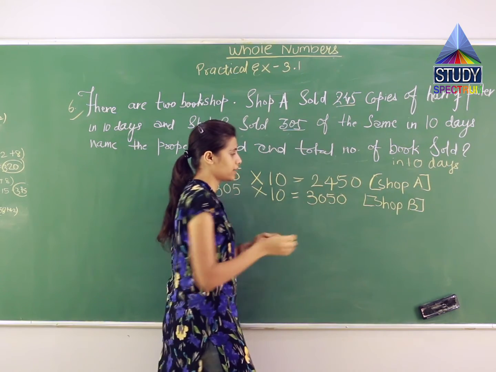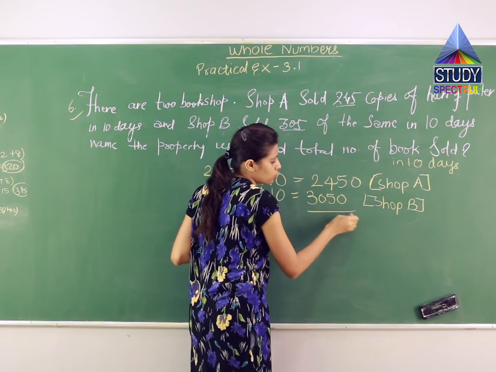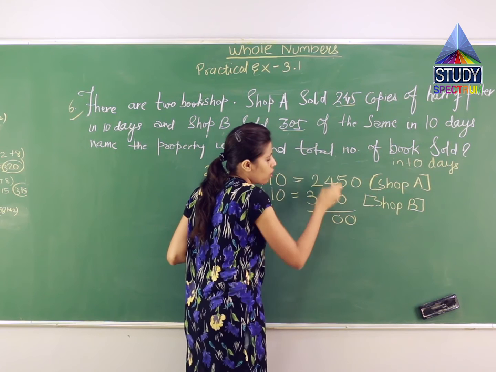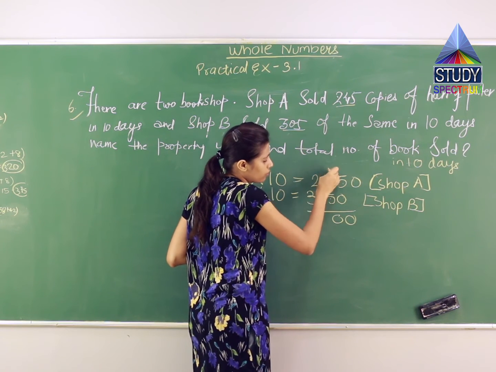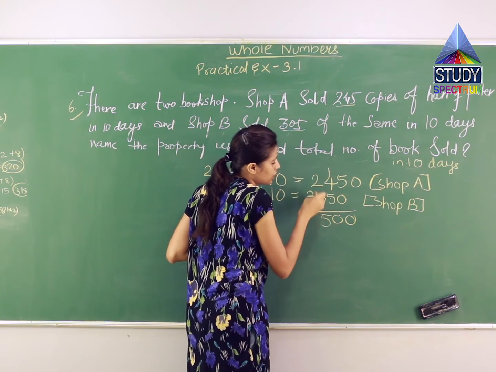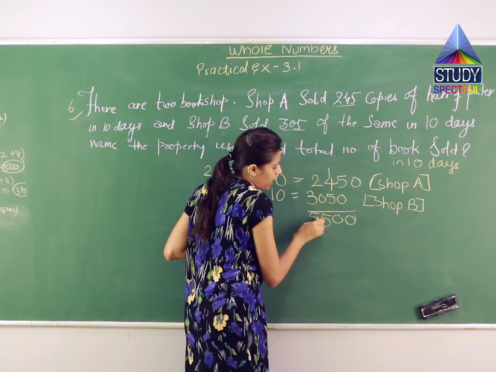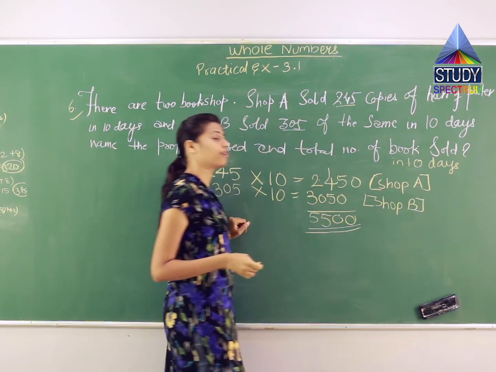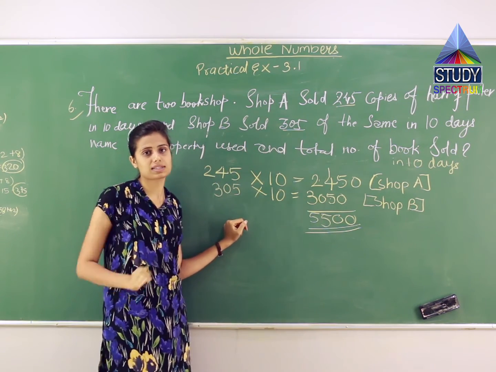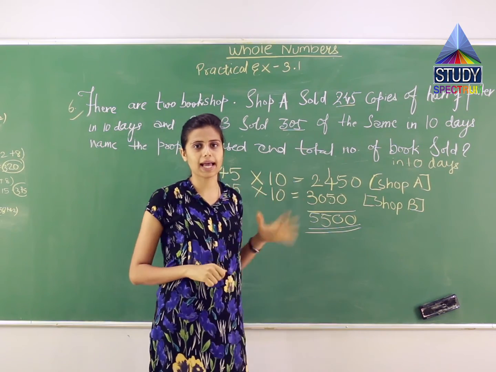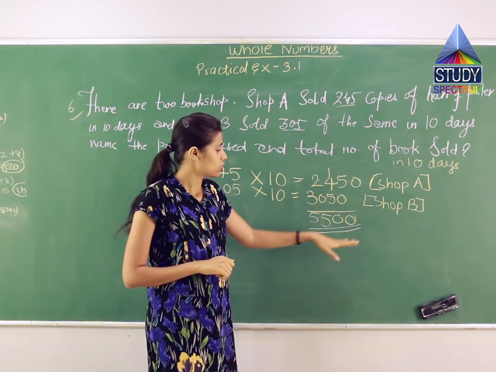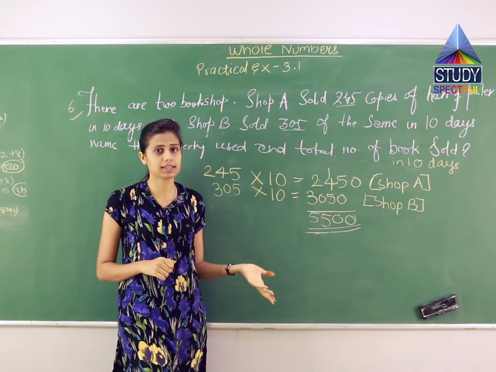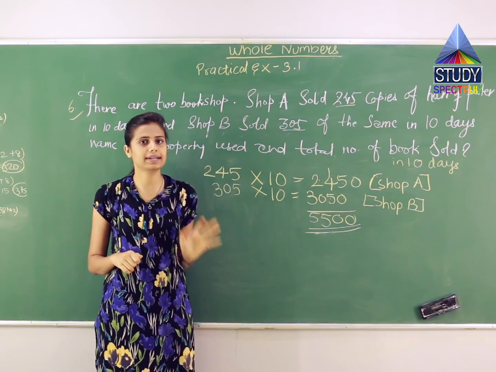Now let us find the addition for this two. 0 plus 0, 0, 5 plus 5, 0, 1 over here. 4 plus 1, 5 and 0 comes to 5, 3, 4, 5. So I get 5,500 total copies are sold by shop A and shop B in 10 days. तो ये total A और B ने sell किया है Harry Potter के copies in 10 days.